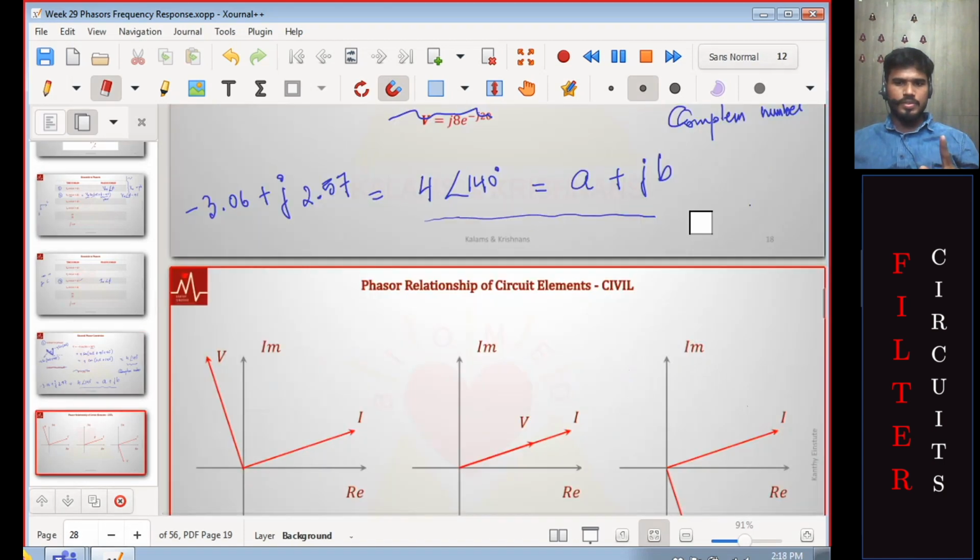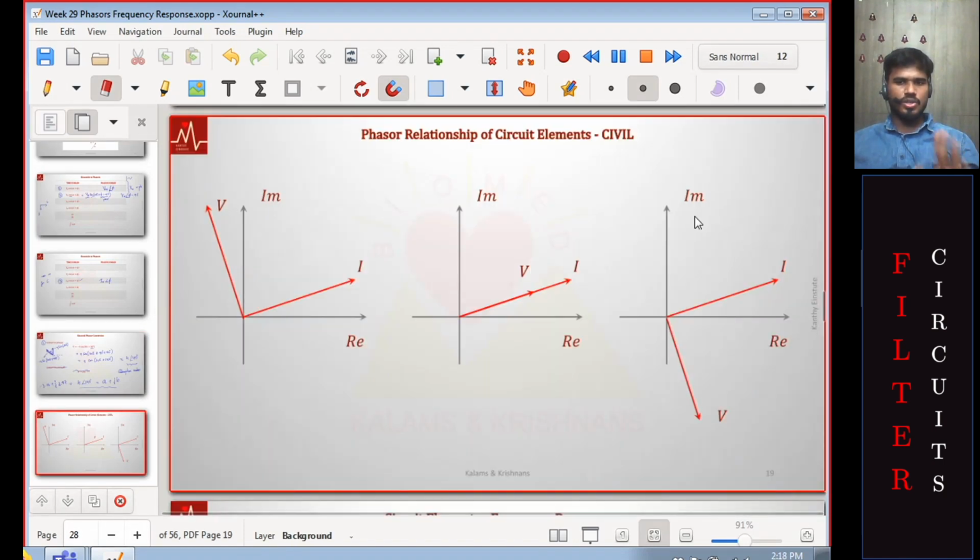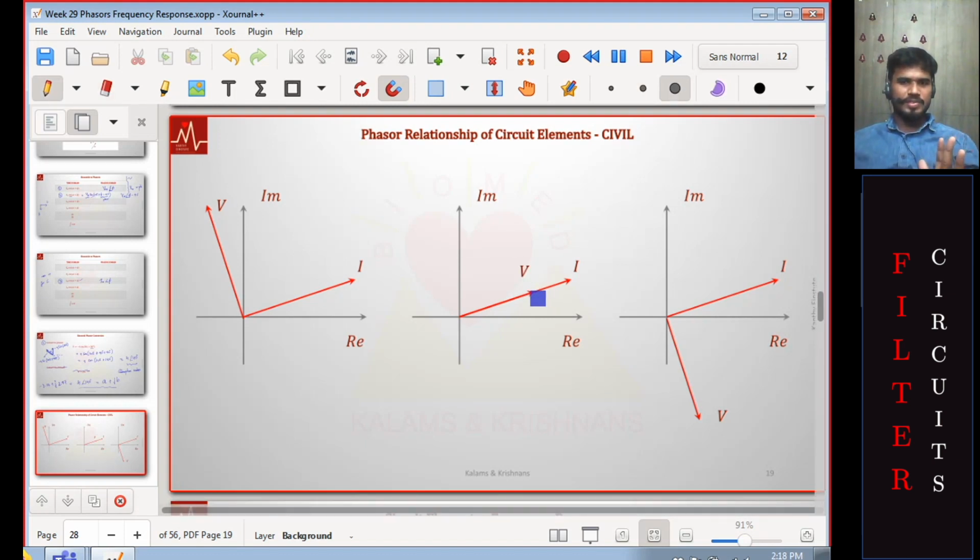So again, this visual at least should start bringing some clarity. We are looking at a sinusoidal, let's say, voltage. Here, let's look at the center figure. This is going on in a circle for certain elements. For any given circuit, the angle between voltage and I is always preserved.